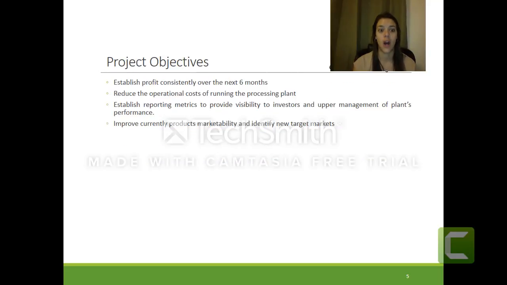So the project objectives are based on creating a consistent profit over the next 6 months, finding a way to reduce the operational cost of running the processing plant, establishing reporting metrics to provide visibility to investors, and not wait until 6 months pass to view the profitability of the plant, and improve current products' marketability and identify new markets.